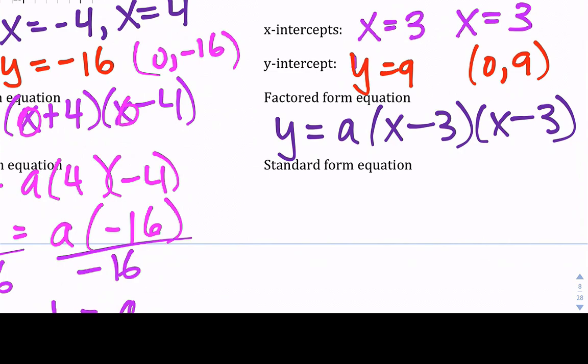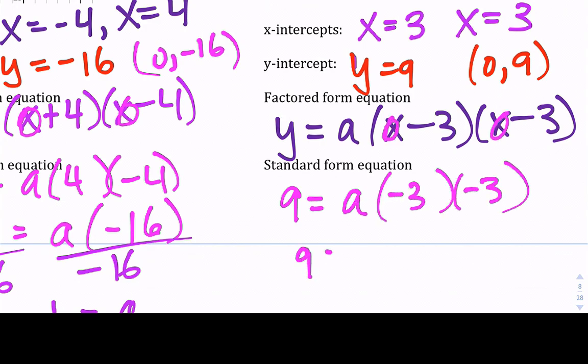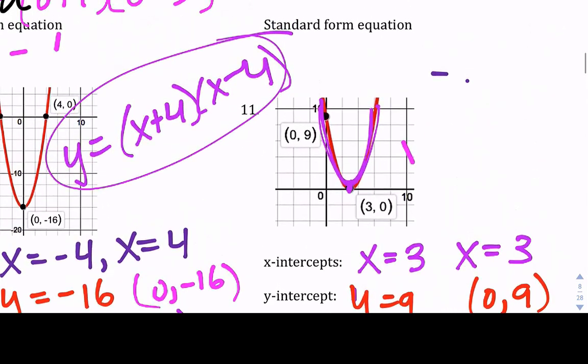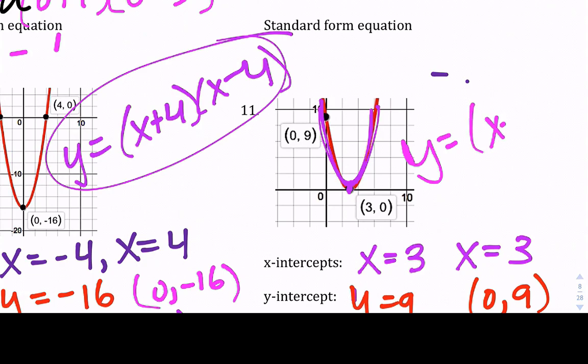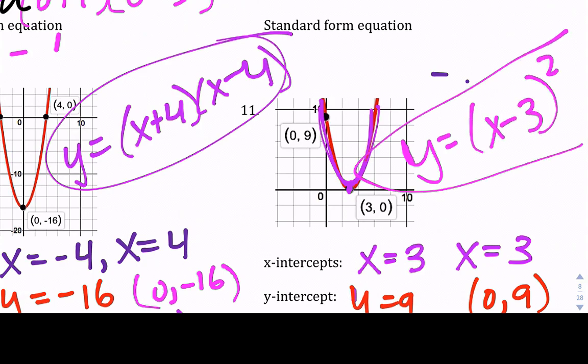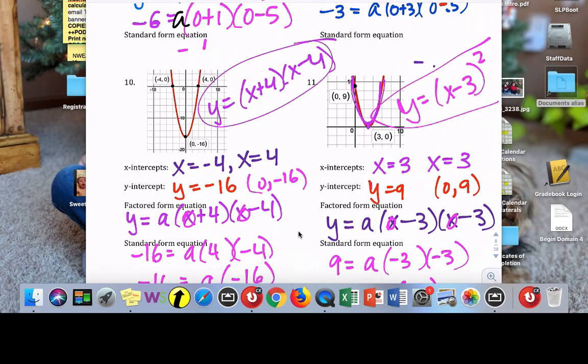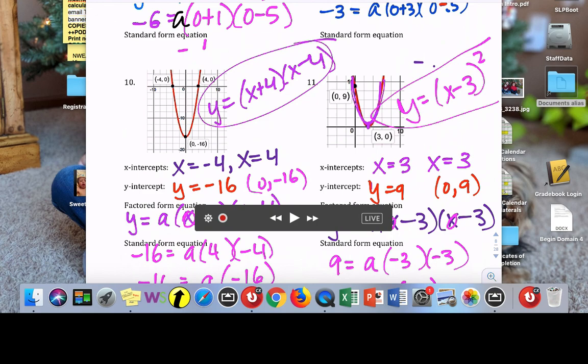Let's plug in our point and solve. So we have 9 as our y value equals A times, plug in zeros for x, so negative 3 times negative 3. 9 equals A times 9. Okay, here another example of where A equals 1. So when we write our equation, y equals, we can put the 1 there, but we don't need to because it's 1. And it's x minus 3 squared because there's 2 of them. All right, so there's how we can take the graph and write the equation. All right, so there are several things here to practice that you'll look on your assignment and practice as well.